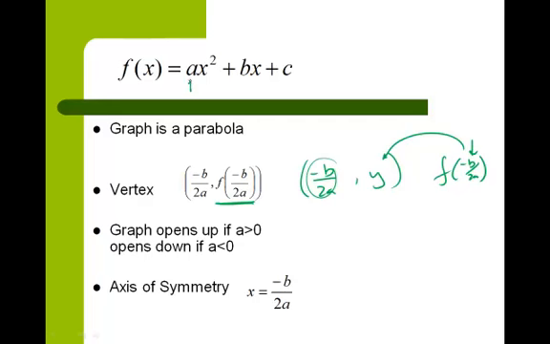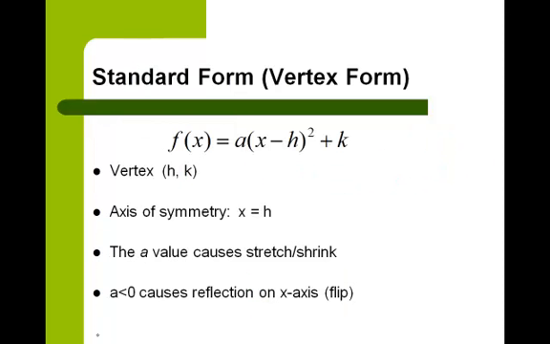If a is positive, the graph opens up. If a is negative, it opens down. And our vertex or our axis of symmetry are both found at negative b over 2a. Take a minute to write this down. I'm going to just move ahead, so pause the video if you need.